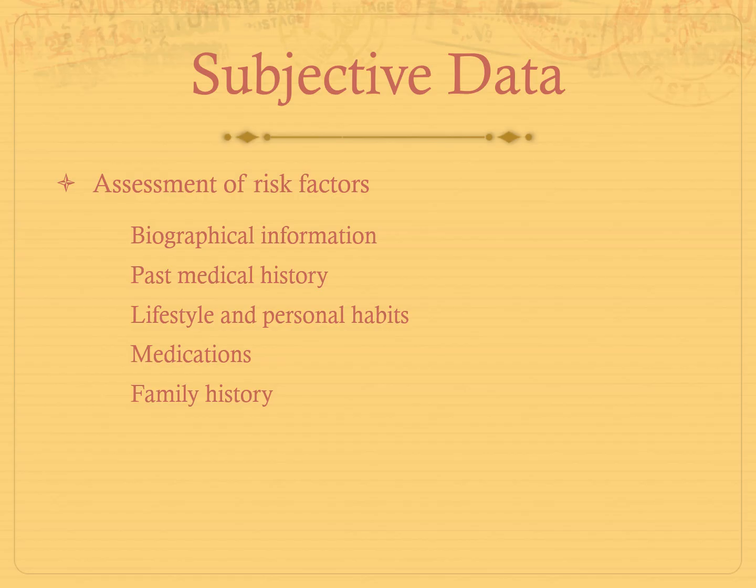Biographical or general demographic information. Age is one of the strongest risk factors for many neurologic disorders. Stroke risk increases with age. Parkinson's disease typically develops after age 60, along with Alzheimer's disease, which becomes more common in older adults. Whereas some disorders, like multiple sclerosis, often present in younger adults between the ages of 20 and 40.